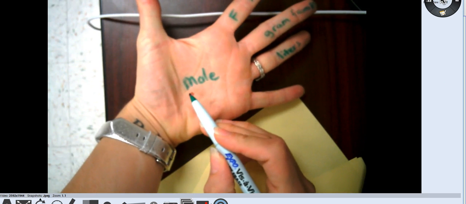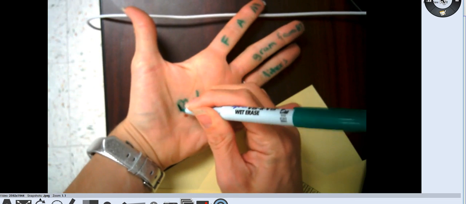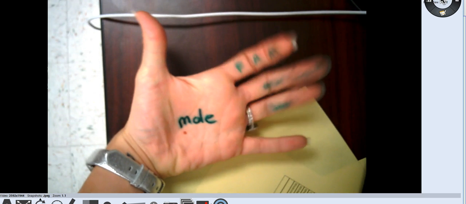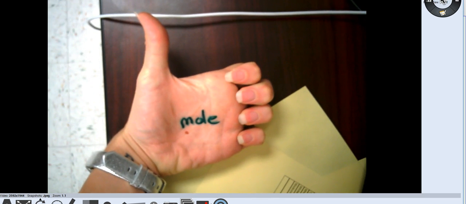What you're going to do with your hand is, I gave everybody a brown dot on their hand. And what does that look like? Mold. It looks like mold. It does look like chocolate as well. Go ahead and write mole on your palm. Got it? You don't need to talk, just write.